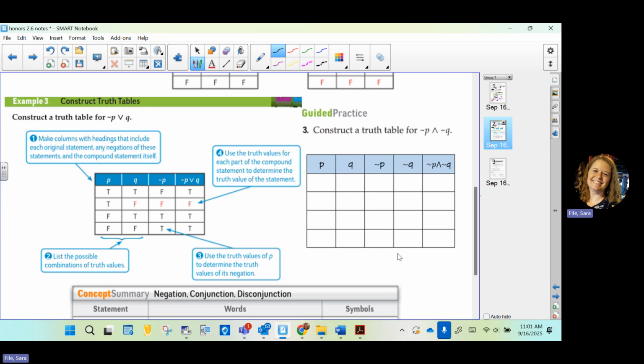Okay, we're going to fill this one in. The P and Q columns are always the same. They can both be true. One can be true and one false, and reverse it, or they can both be false. Those two columns are always going to be the same in all your truth tables. Now, the compound statement here that I'm trying to figure out if it's true or false is not P and not Q.